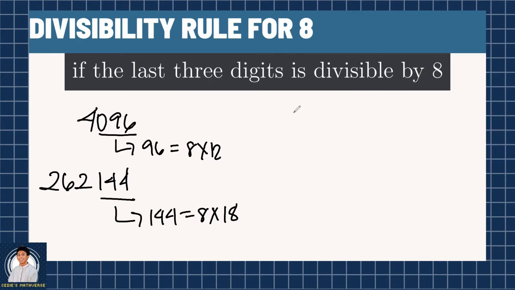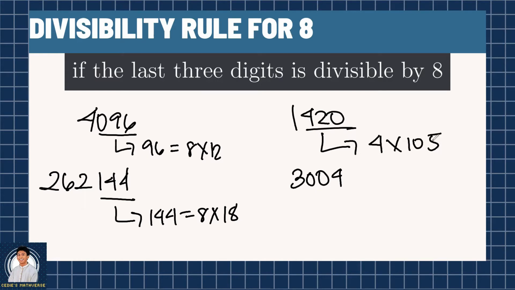However, numbers like 1420 and 3004 are not divisible by 8. 420 is 4 times 105 and nothing else. And 4 is 4 times 1. Both of them are not multiples of 8, but they are multiples of 4.